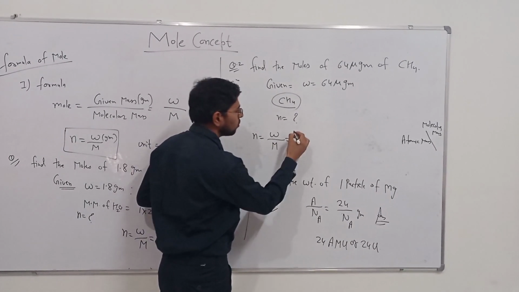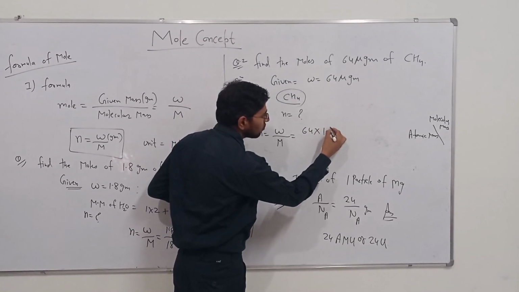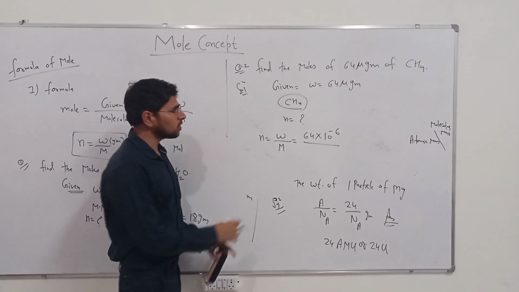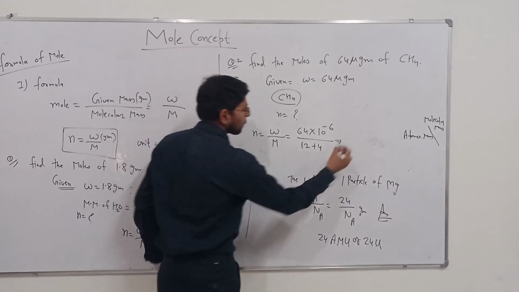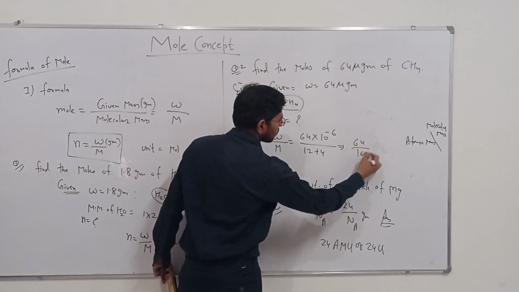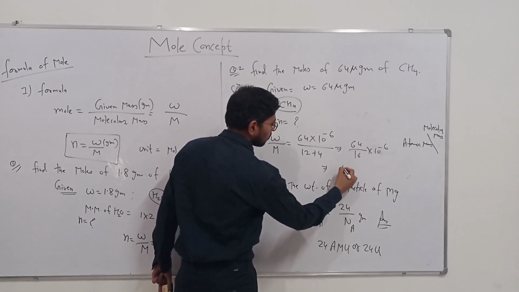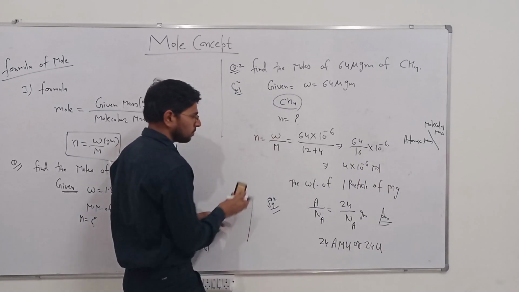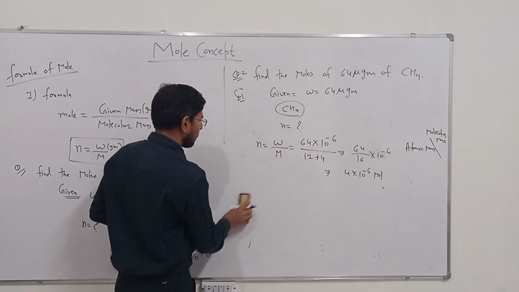What is the value of W? 64, and micro means 10 raised to minus 6. And what is the molecular mass of CH4? 12 plus 4, that is 16. So 64 divided by 16 into 10 raised to minus 6 gives 4 × 10^-6 moles. And now, shall we go further? Okay.